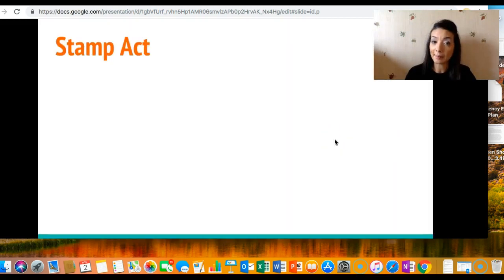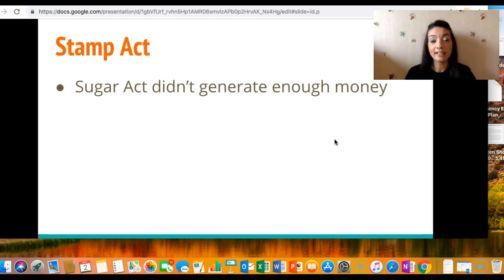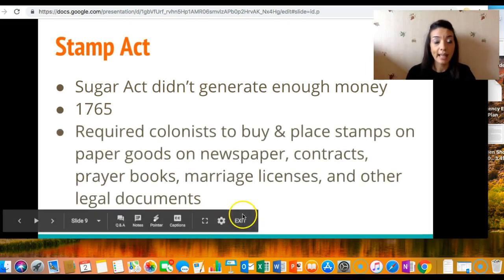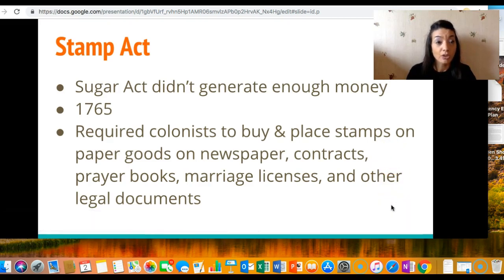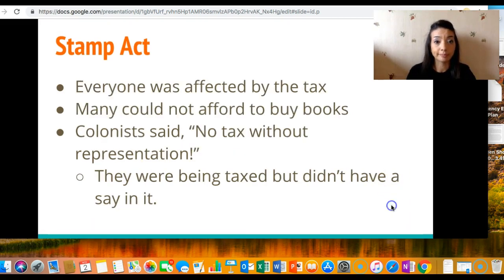Okay, the Stamp Act. The Sugar Act didn't generate enough money, meaning that King George wanted to make money off of this tax. Well, it didn't make him enough money, so he comes up with the Stamp Act. And the Stamp Act was passed in 1765, so 2 years after the Sugar Act. And what it did was it made the colonists buy and place stamps on all different kinds of paper goods, and you can see the list here. Okay, so pause it if you want to write those down.